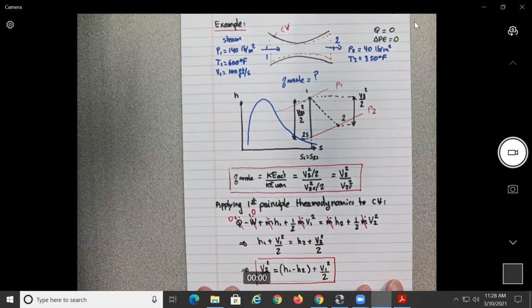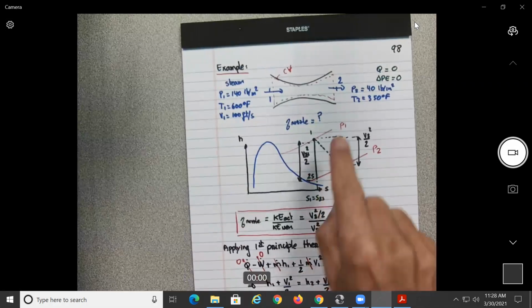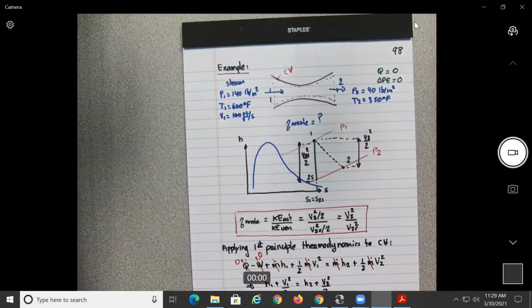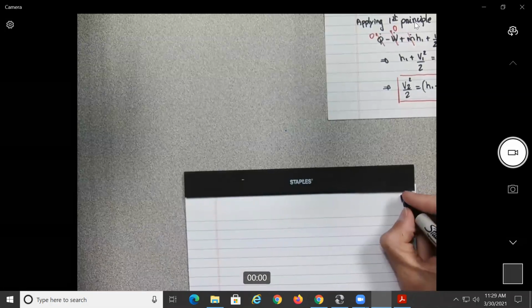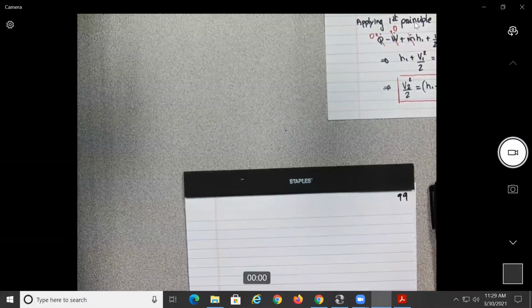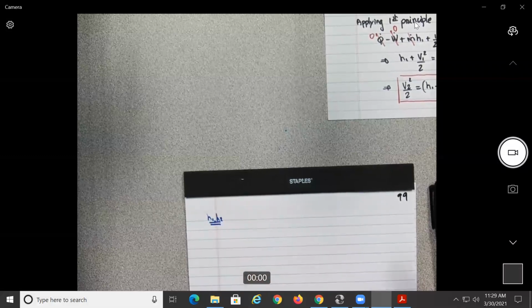Okay, so in that equation, we know V1 is 100 feet per second. Can we find H1 and H2? We need to know two things, no? Do we know two things over here? Yes. Do we know two things over here? Yes. So basically, we go to the tables to find H1 and H2.